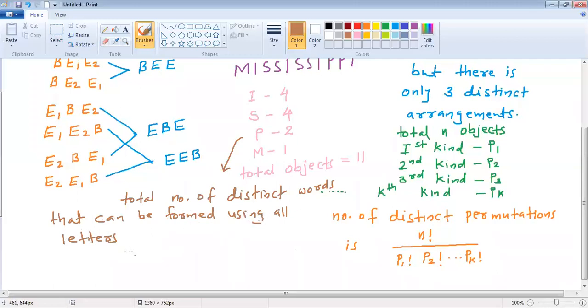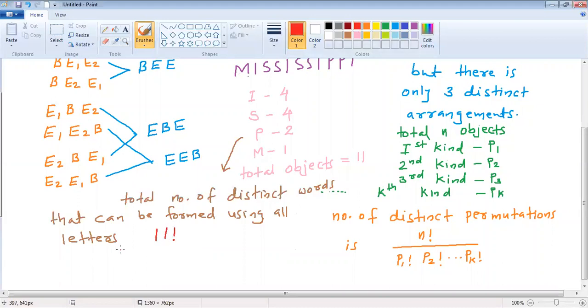So normally we know that it is 11 factorial, but some of the letters are repeating. So what will happen? Some of the arrangements will be the same. So हमें distinct permutations चाहिए. So the distinct permutations will be as per the formula here, n factorial.